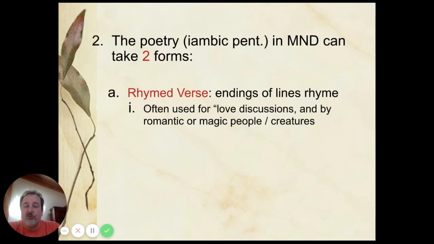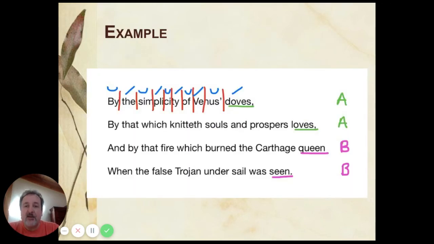So the poetry, the iambic pentameter in Midsummer Night's Dream can take two forms. The first one is rhymed verse, where the endings of the lines rhyme. And a lot of times this was used in this play in discussions involving love, or romantic or magical creatures will speak in rhymed verse. Okay? And here's an example.